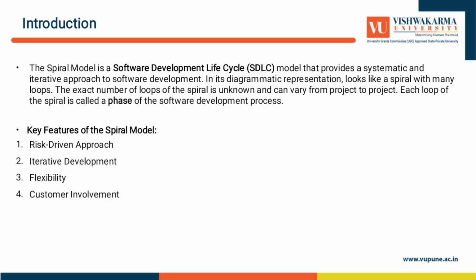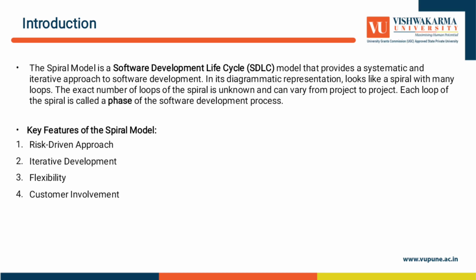Key features of the spiral model: risk driven approach, iterative development, flexibility, customer involvement. Risk driven approach means it focuses on identifying and mitigating risks at each phase of development. Iterative development progresses through a series of iterations, spirals, to refine the product incrementally. Flexibility allows for changes based on feedback or evolving requirements. Customer involvement: regular customer feedback is incorporated at every iteration to ensure alignment with expectations.